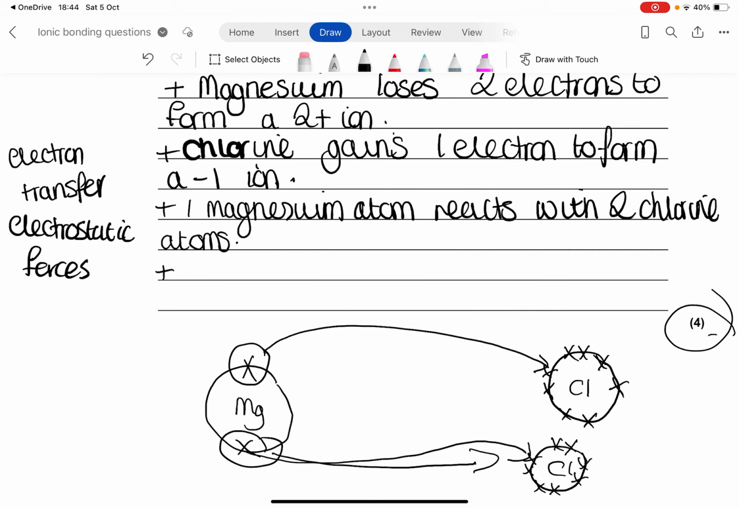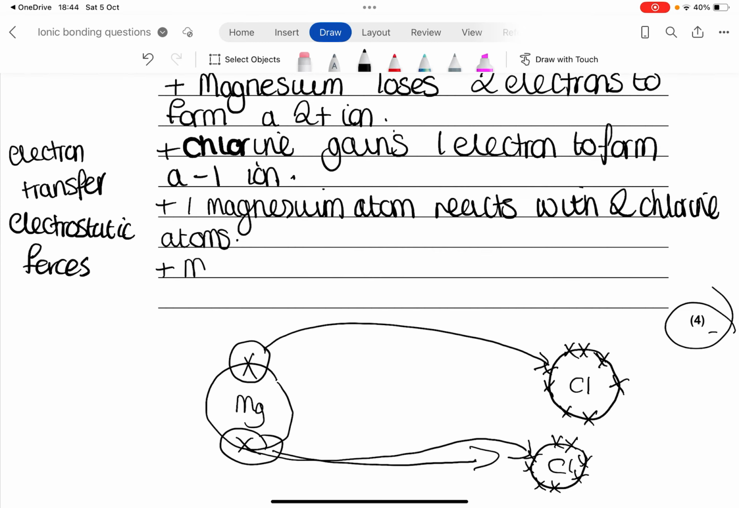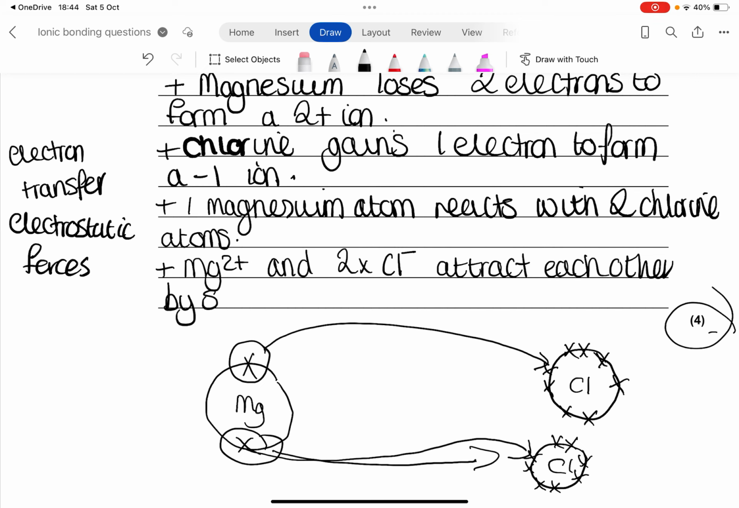Then we're going to write Mg2+ and 2 times Cl- attract each other by strong electrostatic forces of attraction.